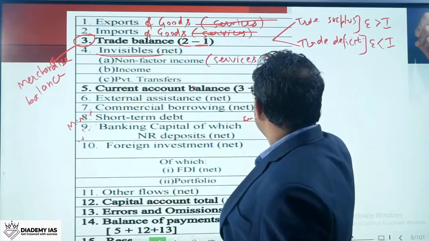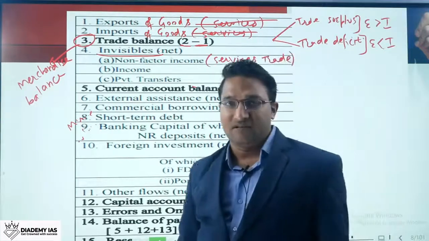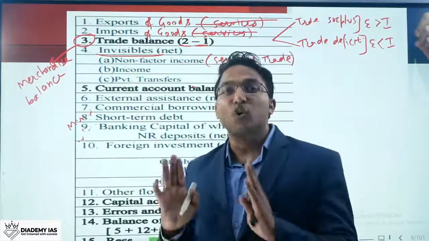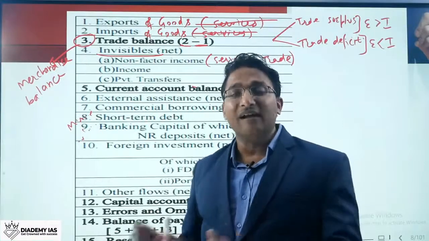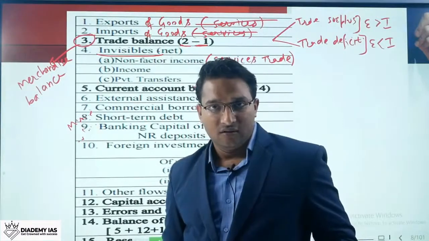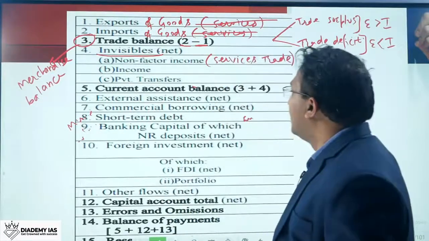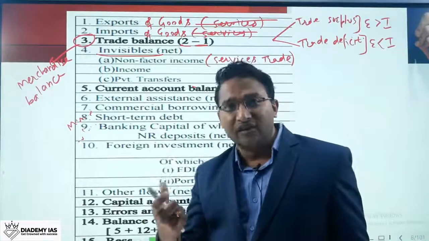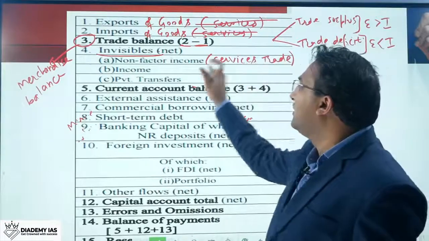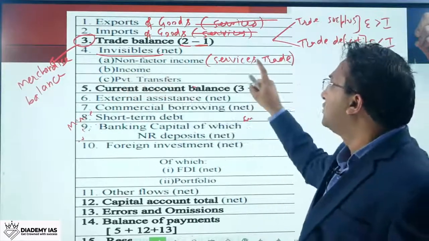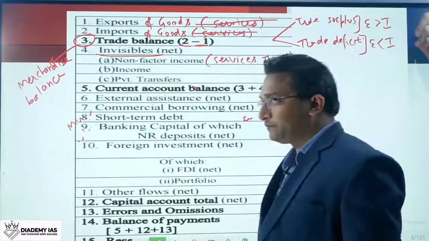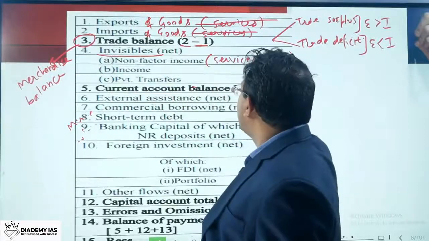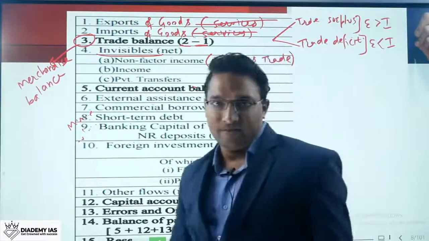or trade in services. That means we are exporting services, for example financial services, software services, etc. And we are also importing services, right? So the net of export and import of services is given over here in the form of non-factor income. So this is also called services trade. The trade of goods becomes trade balance and the trade of services becomes non-factor income balance.